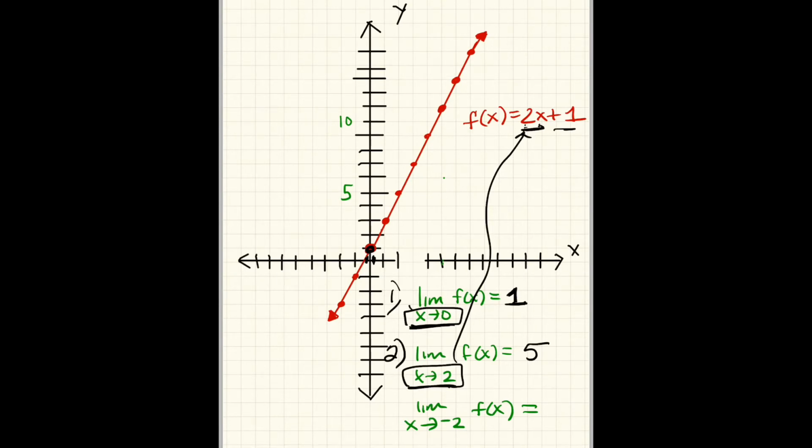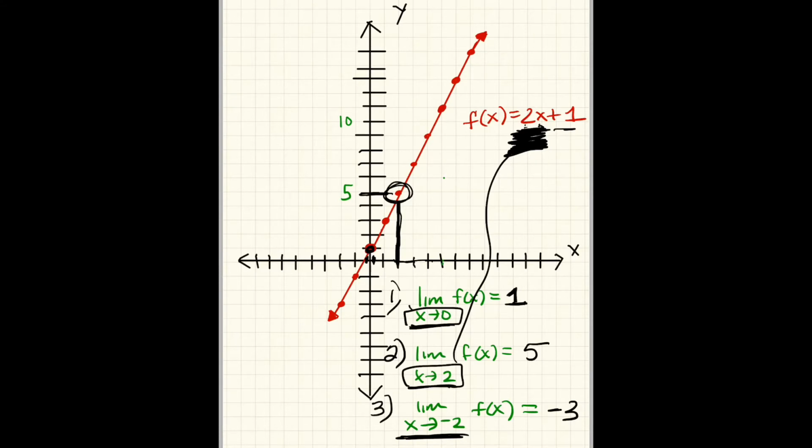Let's look at it graphically. All we have to do is go to x equals 2, which is this guy here, come up, and let's see where he's going. Where is that y value at 2? The y value at 2 is exactly what we found. That guy there, that's 5. Okay, let's try one more. X approaches negative 2. Let's try it algebraically. 2 times negative 2 is negative 4. Negative 4 plus 1 is negative 3.